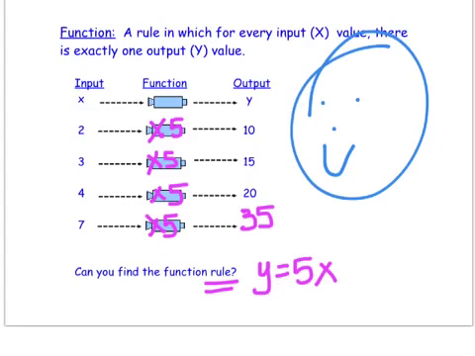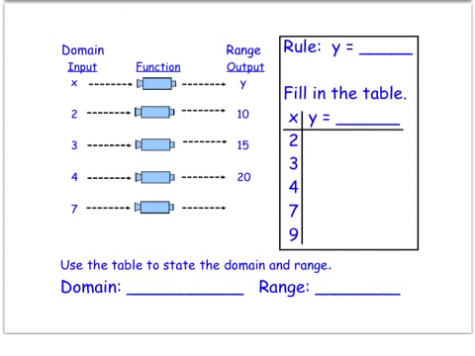Okay, here we have the same numbers, but your sheet looks a little different. We started with 2, and we multiplied by what? It's the same thing as on the other sheet. We multiplied by 5, right? 3, we multiplied by 5. 4, we multiplied by 5, and we said if we multiplied 7 by 5, we would get 35. So what did we say our rule was? Right here it's asking us our rule. Again, we're going to write y equals 5x. Now it asks us to fill in the table.